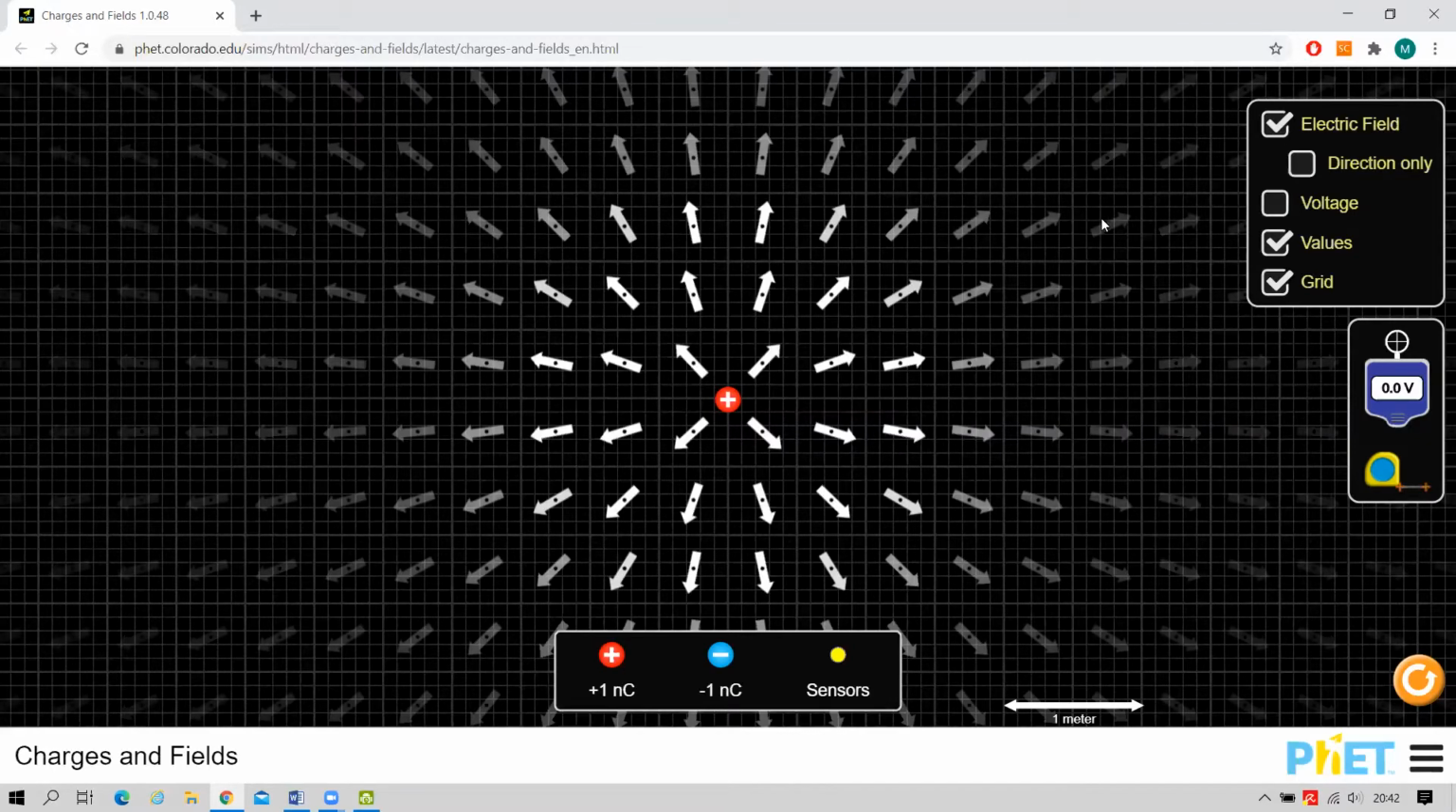First of all, the direction of the arrow lines clearly represents the direction of the electric field. But the length of the arrow line does not represent the strength of the electric field, because the length is the same for all these arrow lines. The strength is shown as the brightness of these arrow lines. The brightness diminishes as you move away from the source.